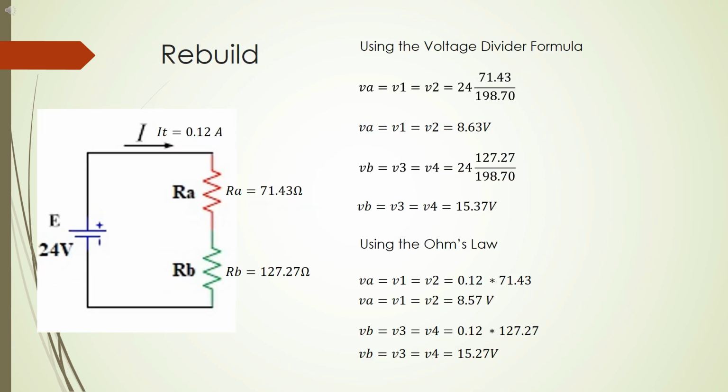Now we will be rebuilding the circuit for us to solve the individual currents and individual voltage drops. For the sake of discussion, we will try to approach this in such a way that we will be using the voltage divider formula and the current divider formula. In this simplified circuit we can use the voltage divider formula to solve for the voltage drop at RA, which will be equal to the voltage drop at R1 and R2, and also solve for the voltage drop at RB, which will be equal to the voltage drop at R3 and R4. We have also tried to compute the individual voltage drops using Ohm's law, from which we can notice a slight difference in results, which is probably due to the rounding of digits.